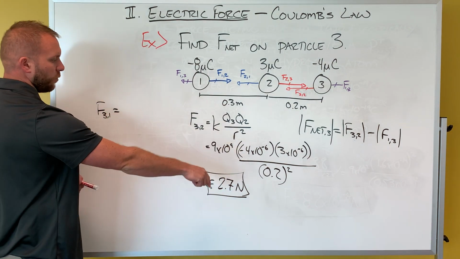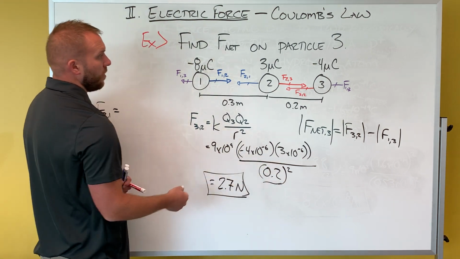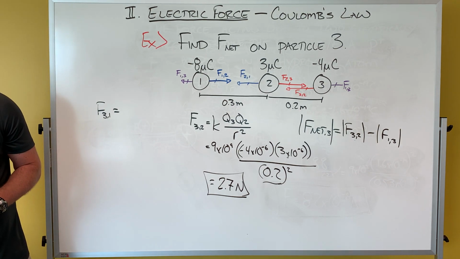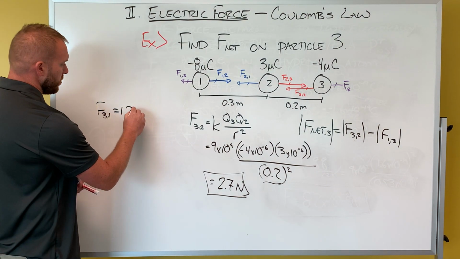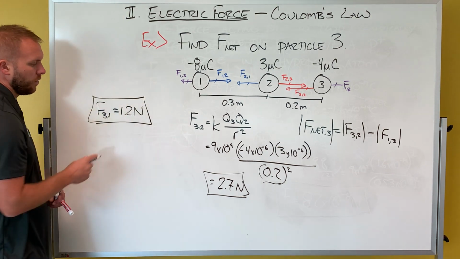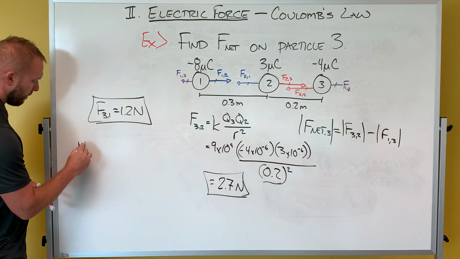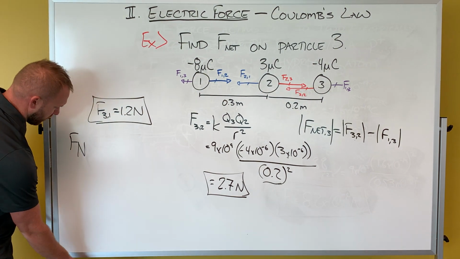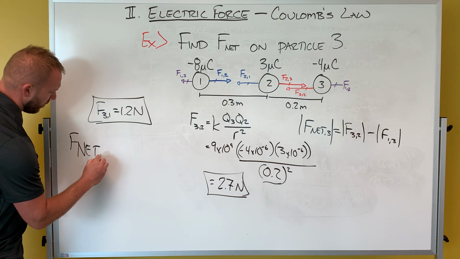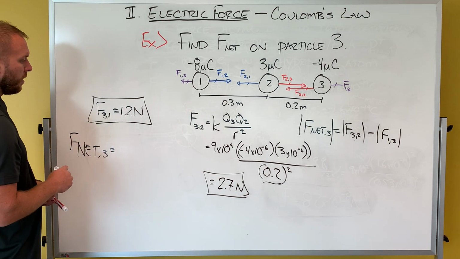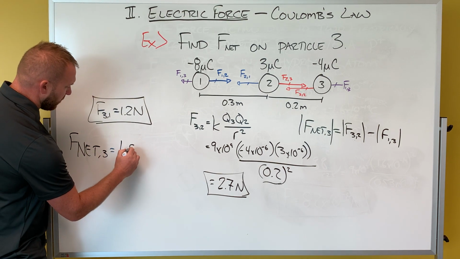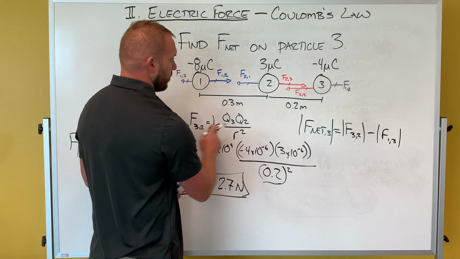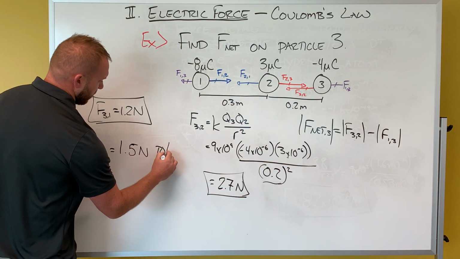It's going to be the same thing. I'm just going to switch out my distance as well as my charge. And when I do F31, I get 1.2 newtons. So my net force on charge 3 is going to be 1.5 newtons, and F32 is larger, right? So that's going to be to the left.